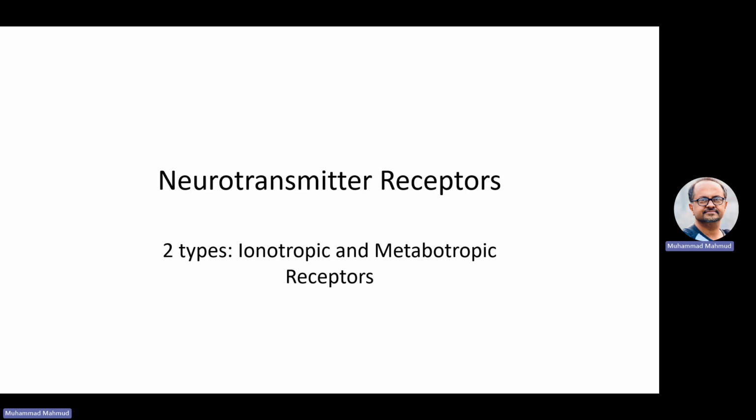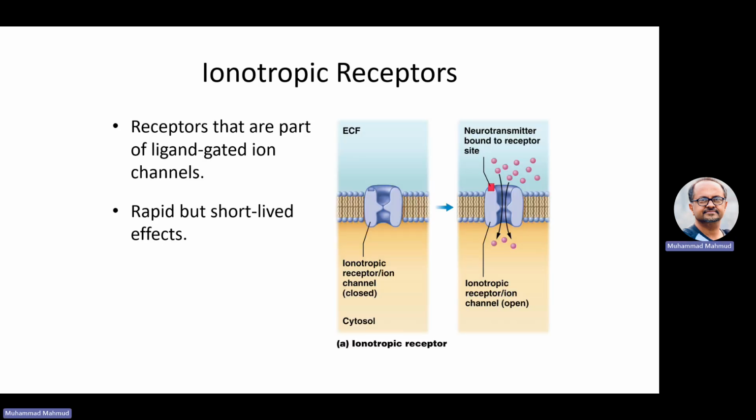These neurotransmitter receptors can be of two types, ionotropic and metabotropic. This one is ionotropic. Receptors that are part of the ligand-gated ion channel, and they have a rapid but short-lived effect. You see here in this picture, this channel is closed at first. This is the ionotropic receptor. And when the neurotransmitter binds to the receptor site, that red dot you see here, it will open the gate so that ions can move. This is the ionotropic receptor.